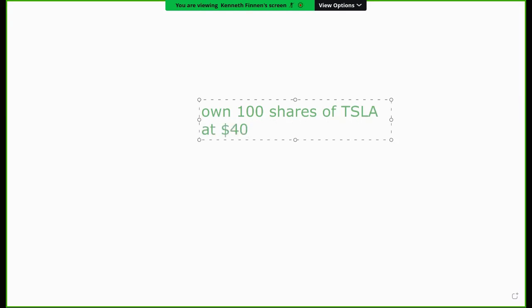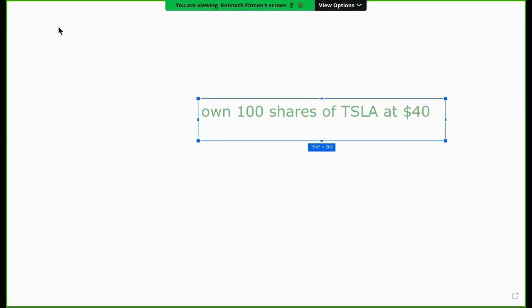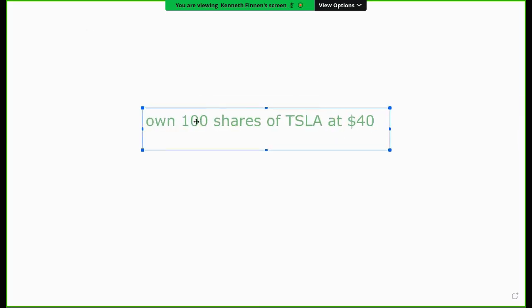Let's say you own 100 shares of Tesla at 40. You'd be a happy person. You own 100 shares of Tesla at 40. What do we want to happen? It would go up. Yeah, I agree.